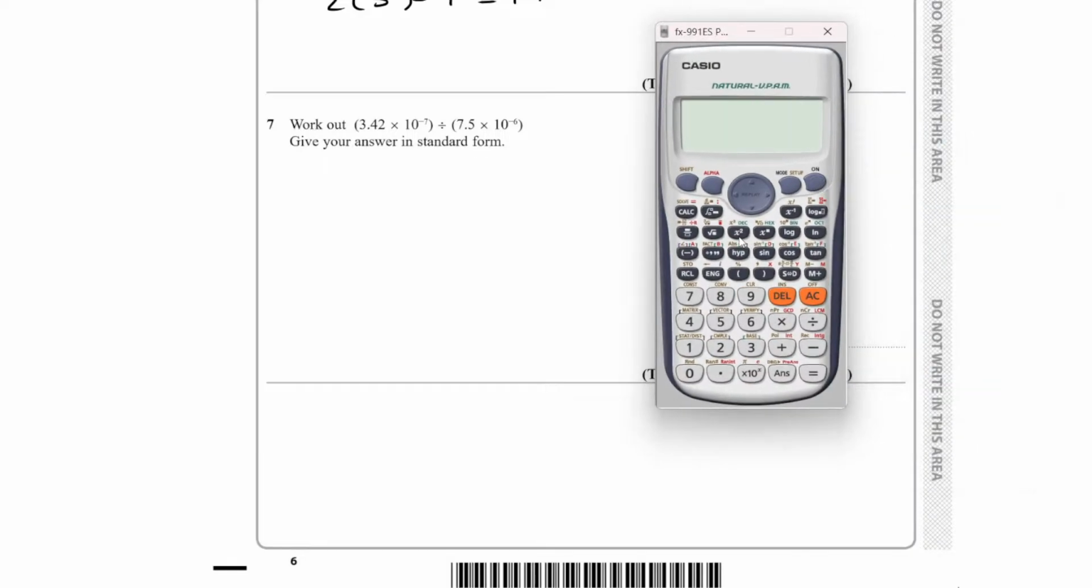Okay, question 7, we've got work out 3.42 times 10 to the minus 7 divided by 7.5 times 10 to the minus 6. So obviously I'm going to just put all of that in the calculator, see what happens. 7.5, not 75, times 10 to the minus 6. And it says give your answer in standard form. So my calculator gave it to me as a decimal. So I guess that's your 1 mark for your working out, isn't it?